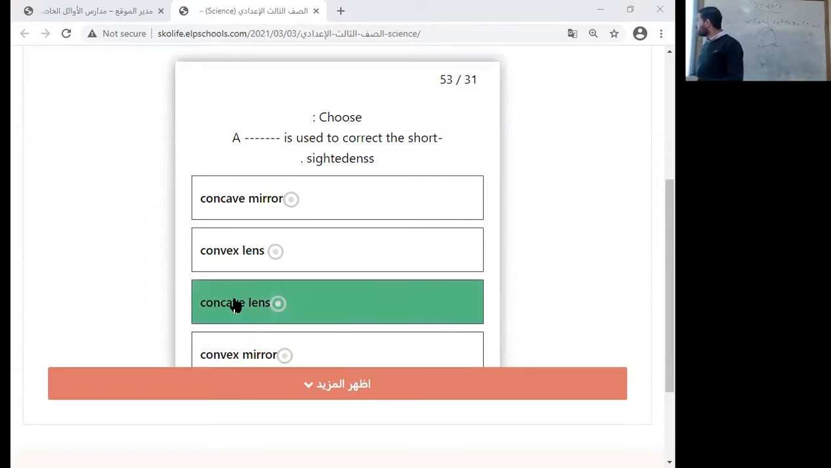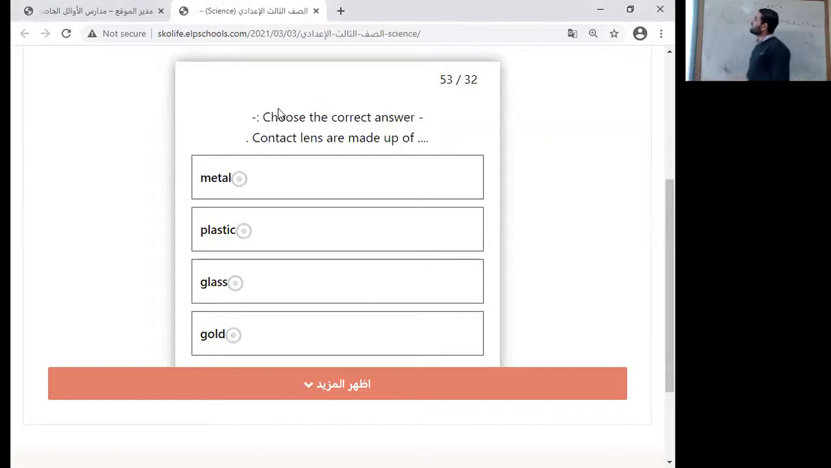Third one. Contact lenses are made up of. Contact lenses are used instead of glasses, and they are made up of plastic, and they are attached to the eye lens by using an oil film. So the answer, they are made up of plastic.